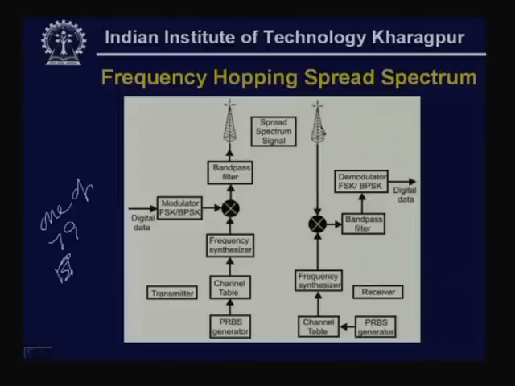At the other end, the signal is received, and by using the same pseudo random binary sequence generator, it generates the sequence in the same order as in the transmitter. Then the carrier frequency is generated with the help of the frequency synthesizer and channel table, and it is multiplied with the received signal, and then it passes through the band pass filter. Then finally, it is demodulated, whether it was FSK or BPSK, and by performing demodulation we get the digital data. So, this is how frequency hopping spread spectrum operates.